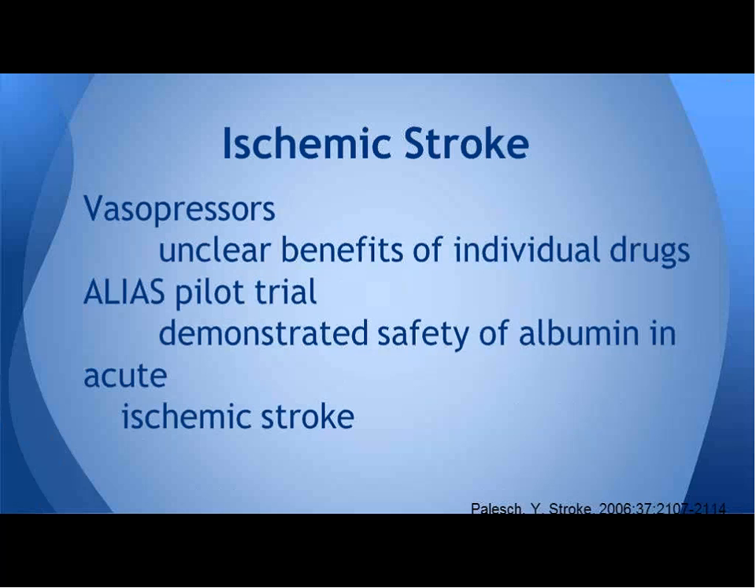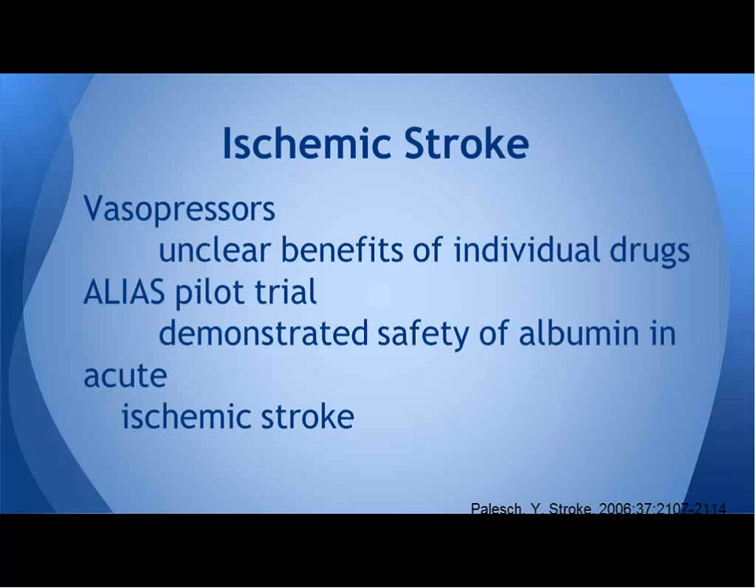How do you go about doing it? Vasopressors. It's really unclear which specific drug you should use. Most studies have shown that dopamine has an increased risk of cardiac arrhythmias, but other than that, there really are no true guidelines. So whatever medication you think would be of benefit to the patients, that's what's recommended.